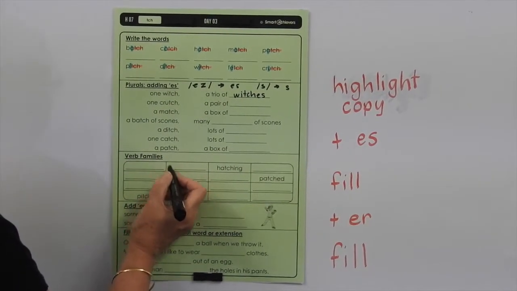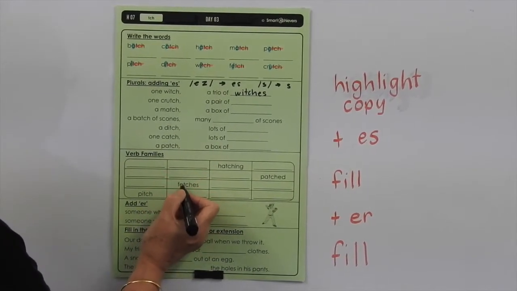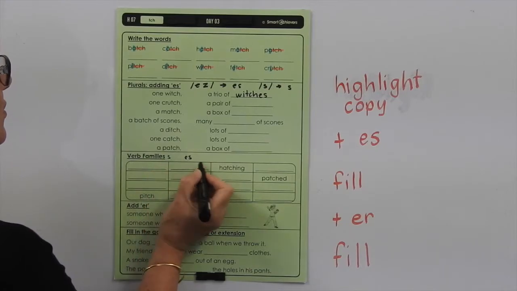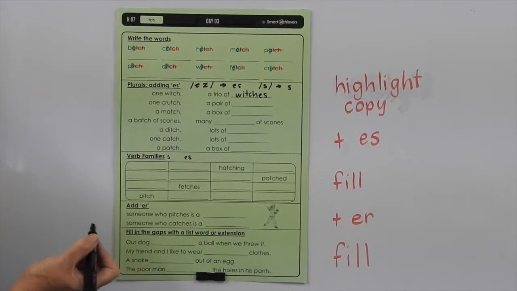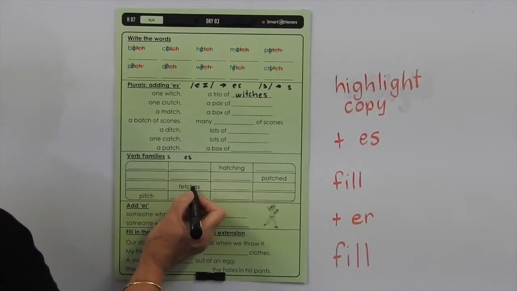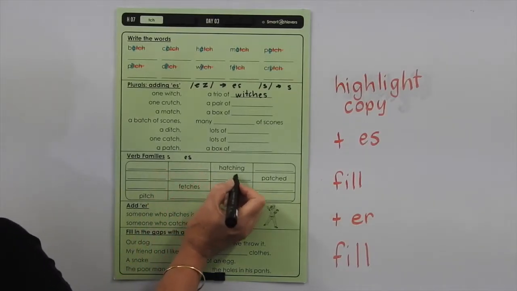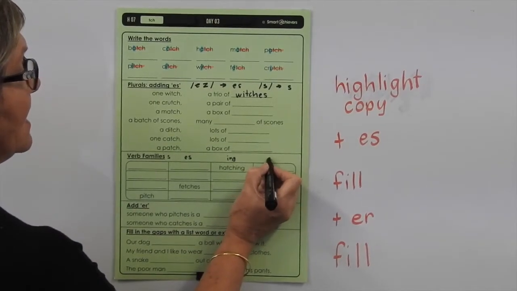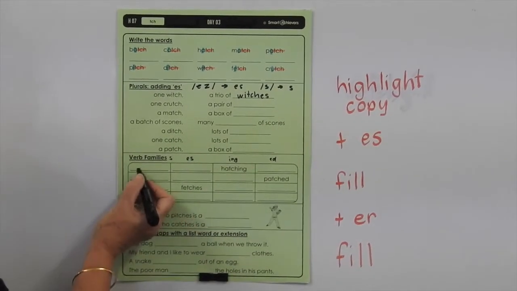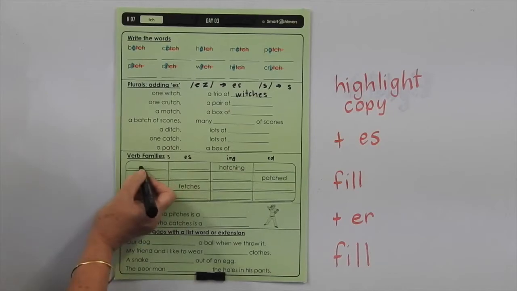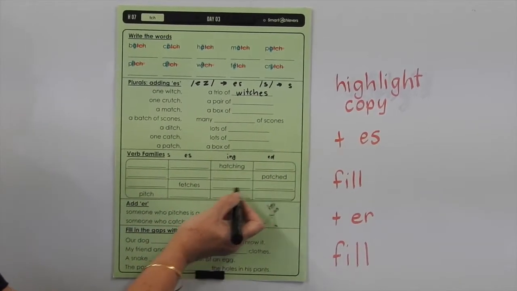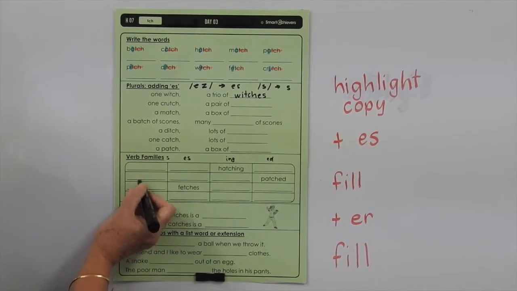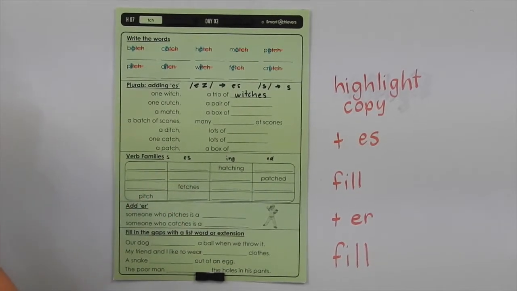Now verb families, here you're going to be adding the es today. Normally it could be an s or an es, but we know because of the endings on these words, and we can hear the iz at the end, we're writing es. Here you're adding the ing, and here you're adding the ed. So you'd have your base word of hatching is hatch, your base word of patched is patch, your base word of fetches is fetch. So they'd be your base words down there.